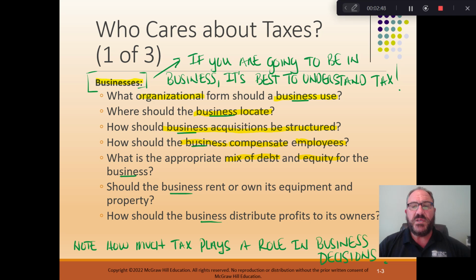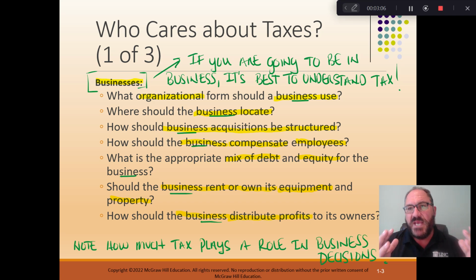Next thing, should a business rent or own its equipment and its property? What are the tax advantages or disadvantages? Sometimes renting is better, sometimes buying. Second, how should a business distribute profits to its owner? A lot of different things there we could talk about later on.